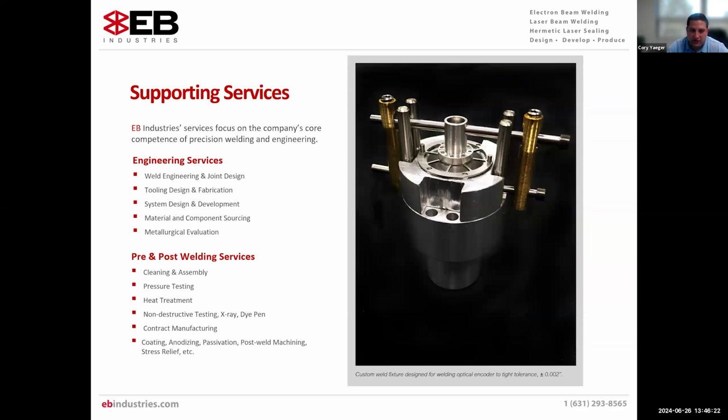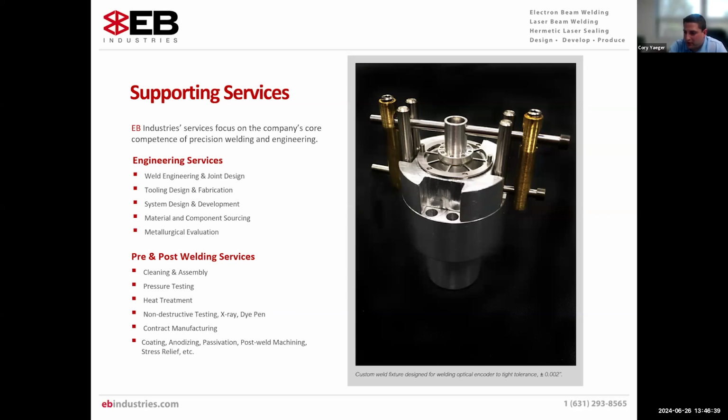So for our supporting services, we offer many things in engineering. We help with weld engineering and joint design. That's a complementary service that we do with our new prospects and customers. We do tooling design and fabrication. We help with system design development in some cases as well. We do material and component sourcing, and we also perform our own metallurgical evaluation.